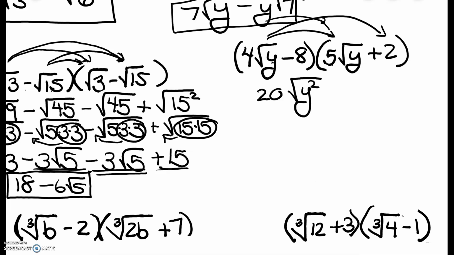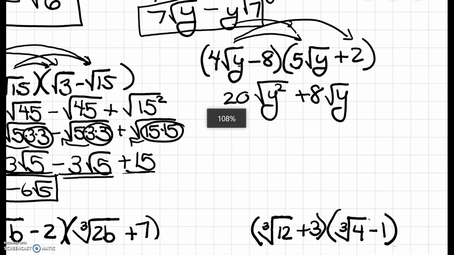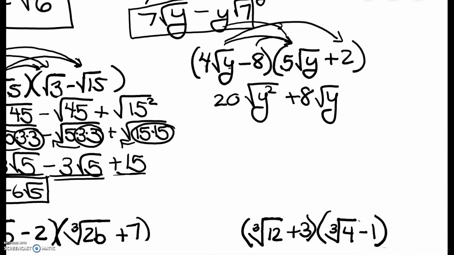All right, so I notice when I'm distributing this 4 radical y across this 2, the 2 does not have a radical. So all I do is I multiply the numbers in front of the radical. So I have a 2 and a 4. 2 times 4 is 8 radical y. And then when I distribute the second term, negative 8, across both of these terms, I get a negative 8 times a 5 is a negative 40 radical y, and a negative 8 times a positive 2 is a negative 16.